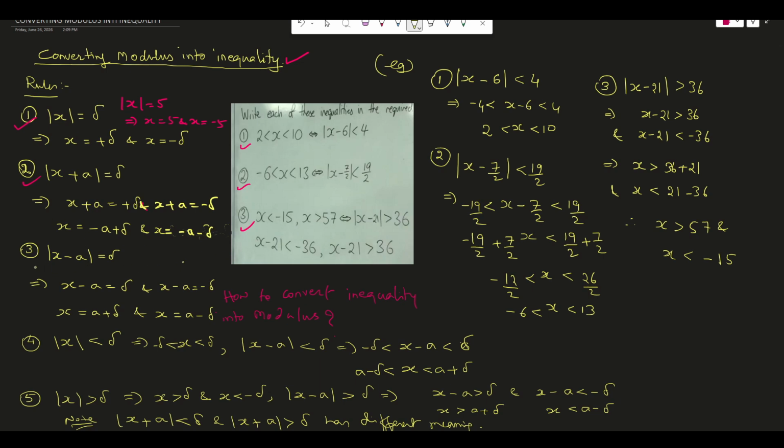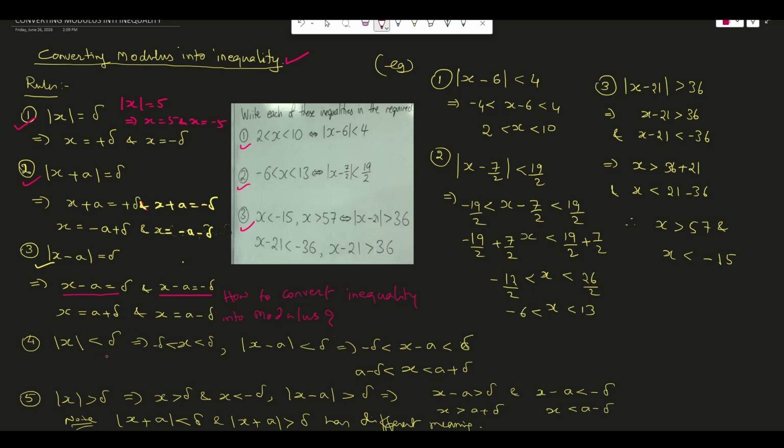The third one is modulus of x minus a is equal to delta. What does it mean? If you have modulus of x minus a is equal to delta, that means x minus a is equal to delta and x minus a is equal to minus delta. And when you rearrange it, you will get x is equal to a plus delta and x is equal to a minus delta. So this is the meaning of modulus of x minus a equal to delta. This was all about the equal to sign. When there is an equal to sign, modulus of x equal to delta means what? Modulus of x plus a equal to delta means what? And modulus of x minus a is equal to delta means what? I have discussed that so far.